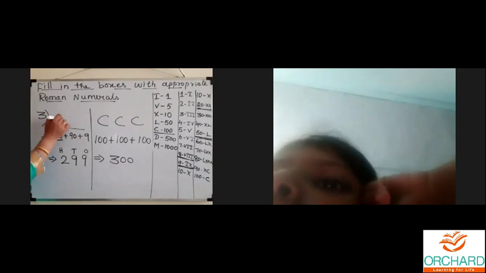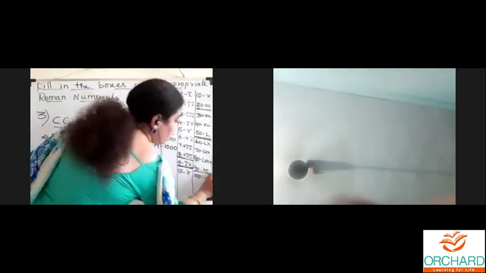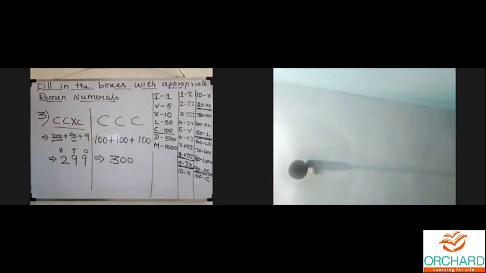Now take the first value 200. 200 can be expressed as, very good, Harit. For 100 we have to write C. For 200 we have to write CC. Well done, ma. Then what is the next value given here? 90. Just check your chart and tell me, 90 can be expressed as, not 9, 90. 90 can be expressed as XC.